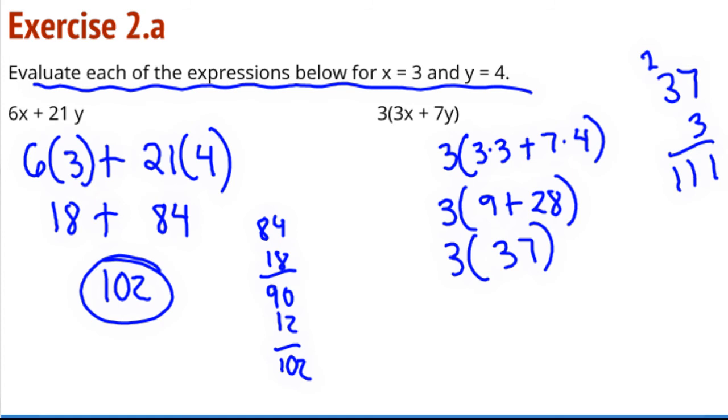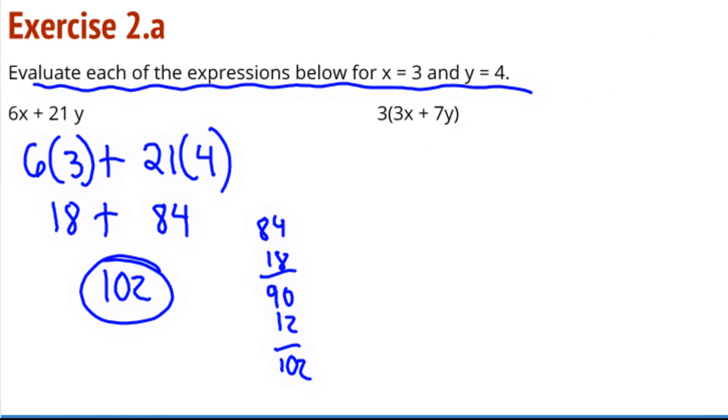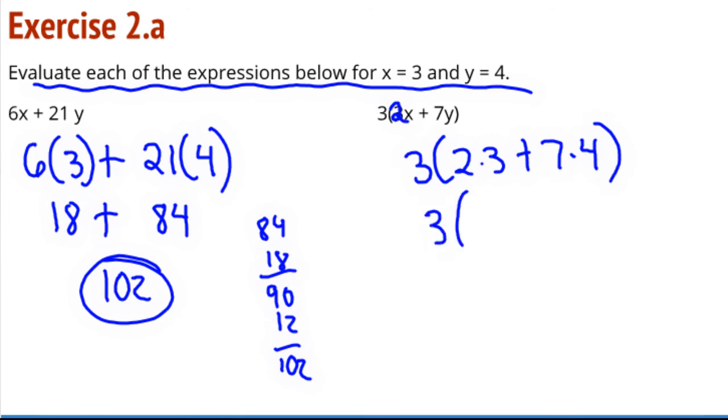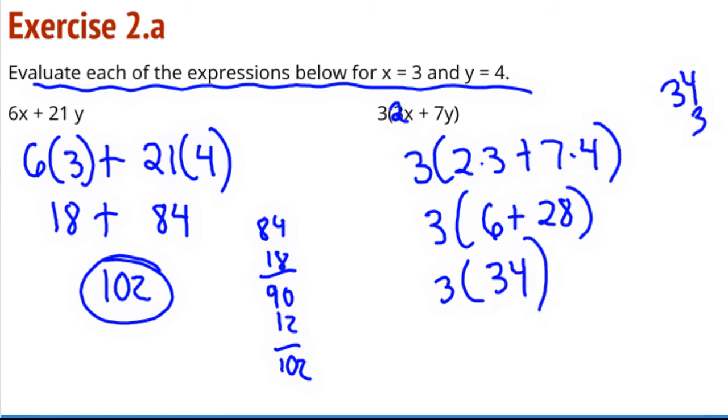3 times, aha! I have typed in the wrong expression. This should be a 2x. So 3 times 2 times 3 plus 7 times 4, 3 times 6 plus 28, 3 times 34, and 34 times 3. Much better. So I apologize for that blip in the video, but there we go. Always make sure you copy down your problems correctly, otherwise things could go wrong. So both of these expressions were equivalent.